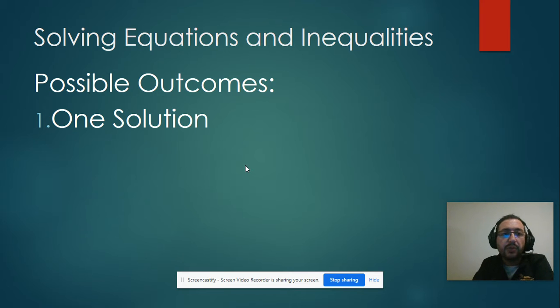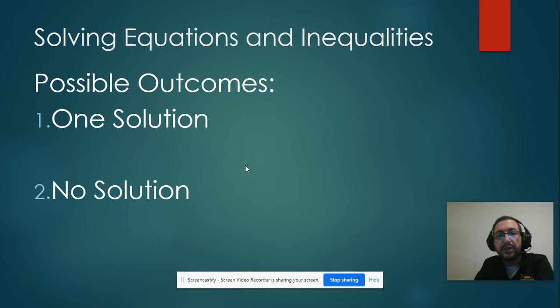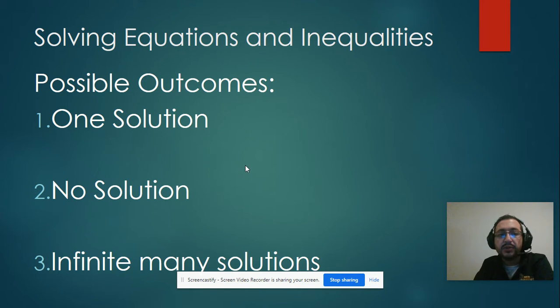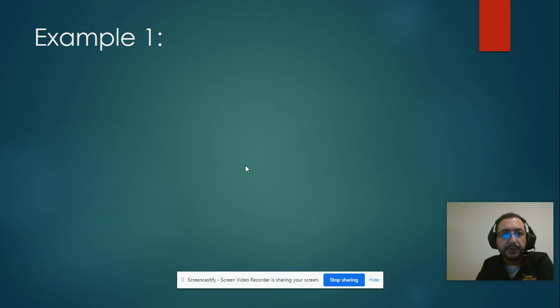The first one will be only one solution. You're really familiar with this type of equations or inequalities. The second one will be when we don't have any solution, no real number will be a solution for the equation or inequality. And the last one is when we have infinitely many solutions for the equation or inequality. So we are going to have three different outcomes or solutions when we're solving equations or inequalities. Let's go over one example.